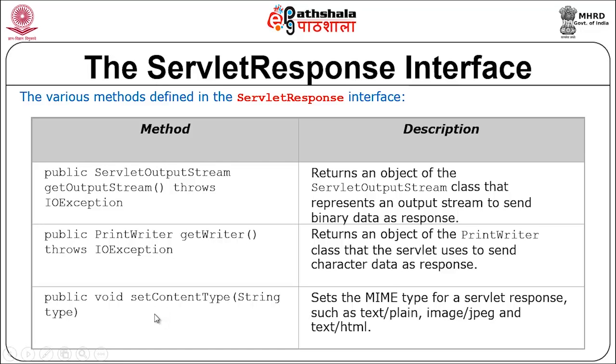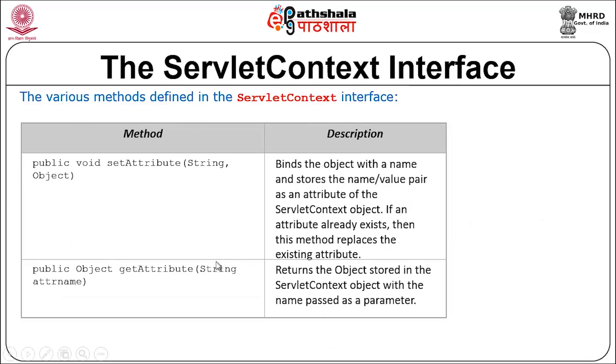And you have a method called setContentType for setting the content type of the servlet response. You can set the MIME type for a servlet response, like text/plain, image/jpeg, or text/html. And you have a method like setContentLength by which you can set the content length for the response.